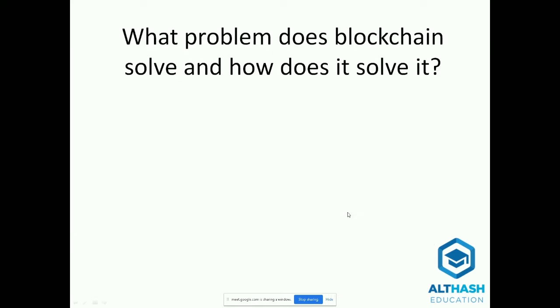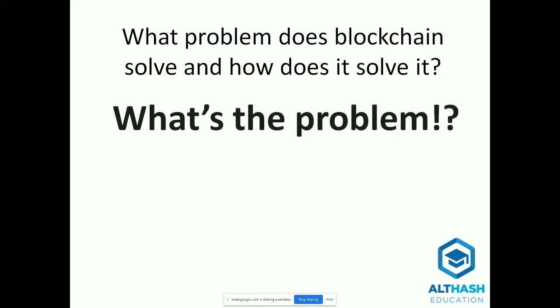So, what problem does blockchain solve, and how does it solve it? What's the problem? So, the problem relates to trust, or the lack thereof. So it relates to trust in communication, particularly between computers or nodes on a network. To better explain what I'm talking about, I would like to use an analogy that helped me understand everything.